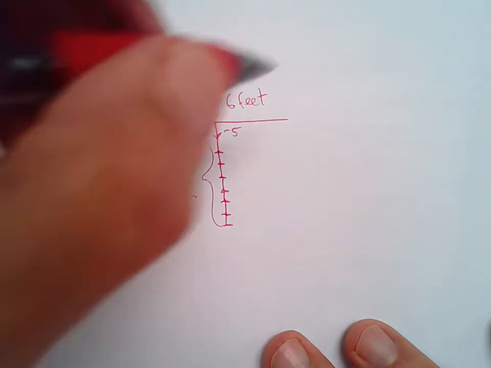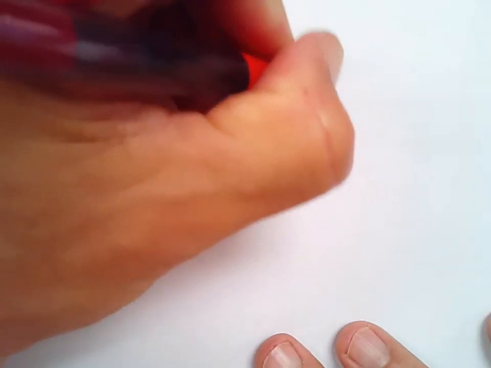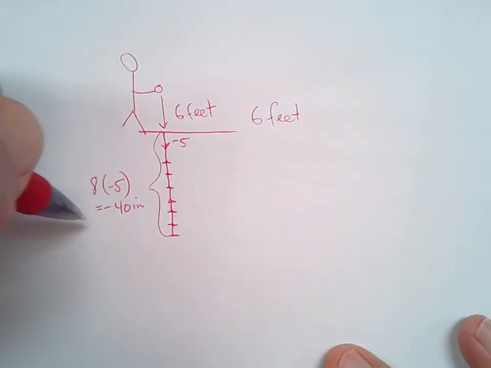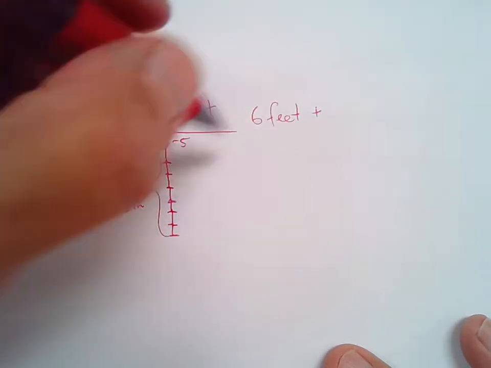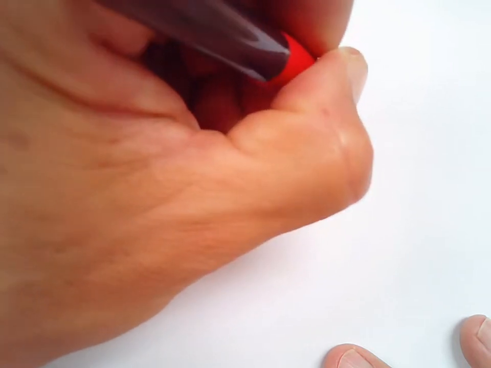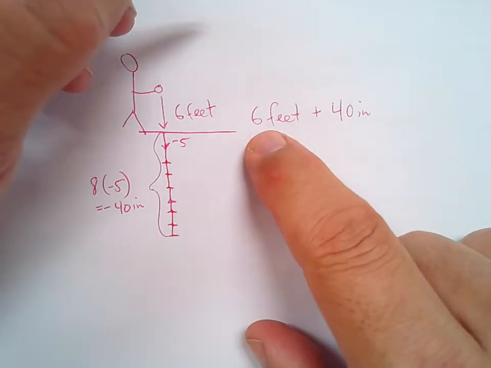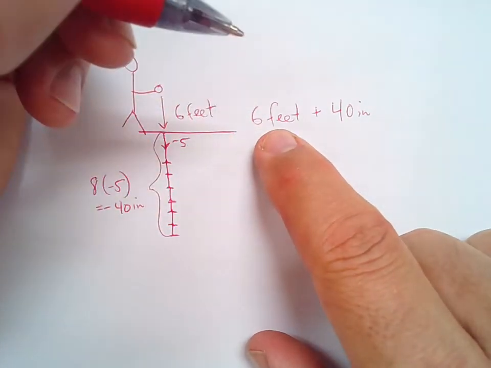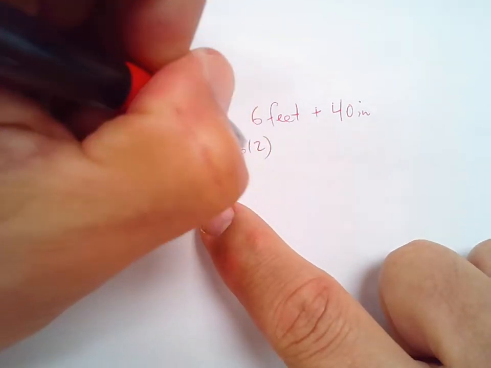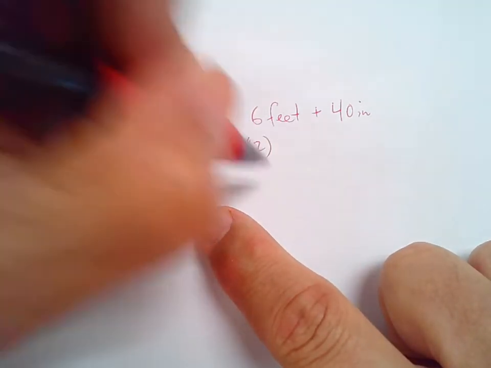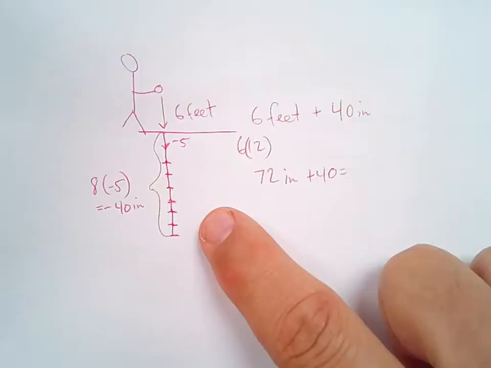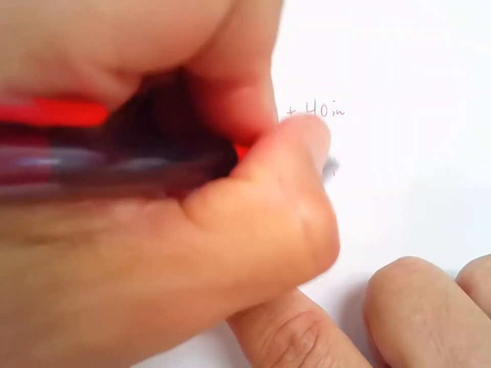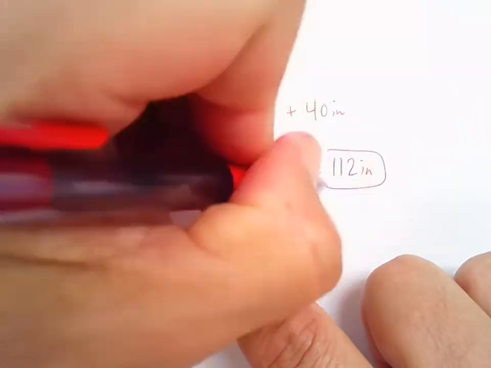Okay, so you have the 6 feet, and you have the 40 inches. I know that's negative, it's going down, but it's all going the same direction. So it's another 40 inches. Now 6 feet is 6 times 12. There's 12 inches in a foot, so it'd be 6 times 12, which is 72 inches, plus another 40 inches, which is 112 inches. That would be the final answer.